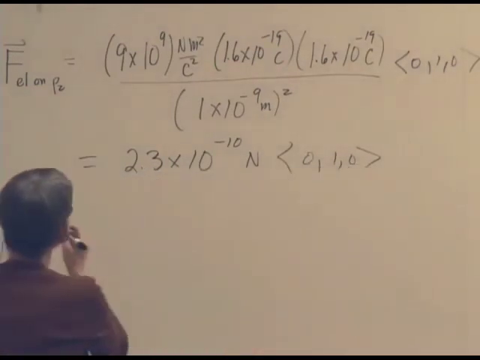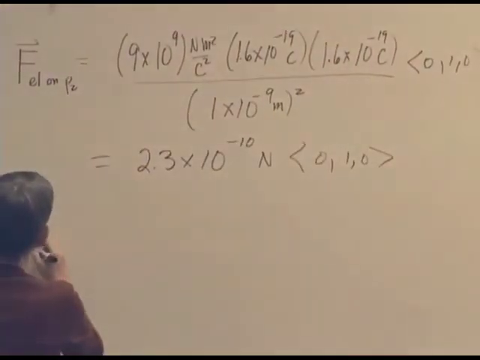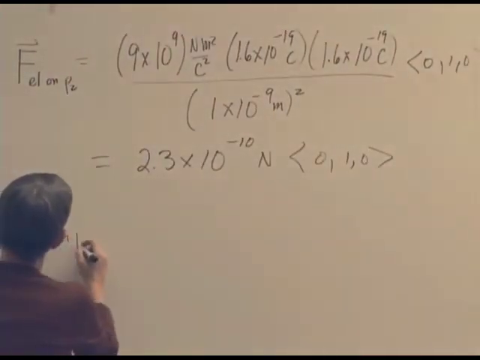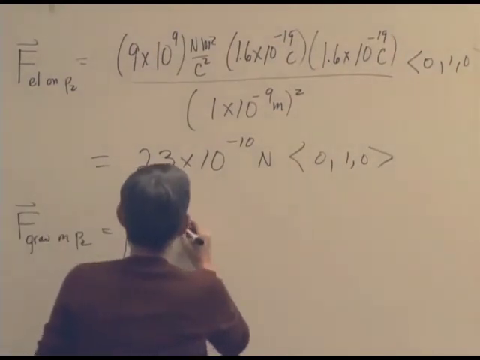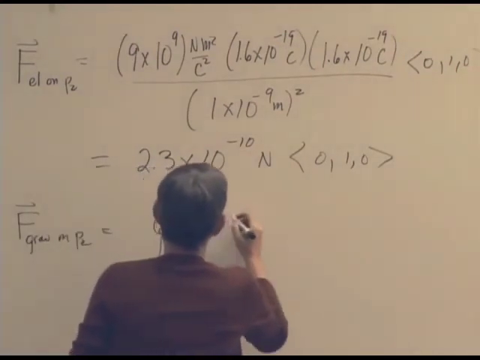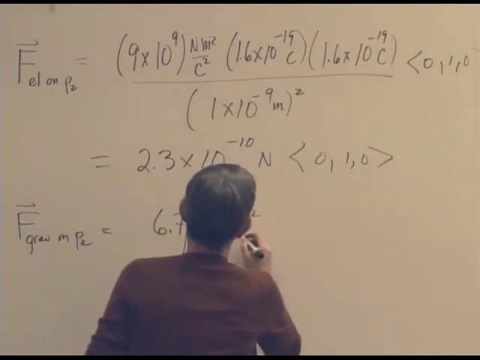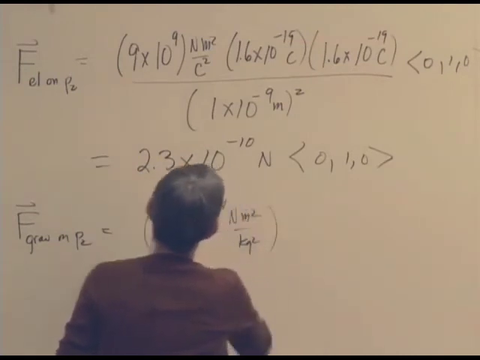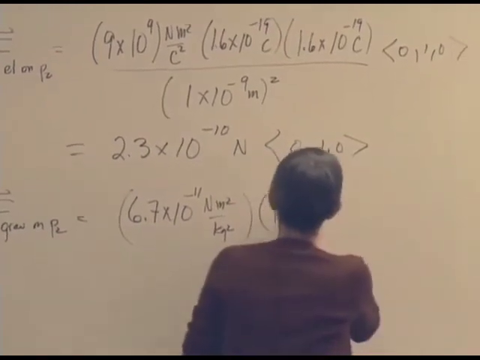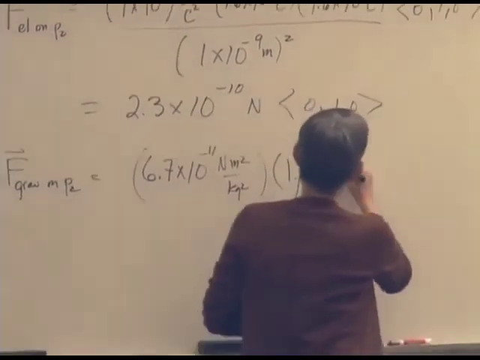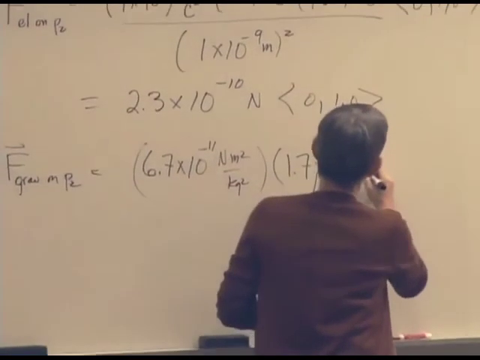Let's find out the gravitational force on proton 2. So that's going to be 6.7 times 10 to the negative 11 Newton meters squared per kilogram squared. And the mass of a proton is about 1.7 times 10 to the negative 27 kilograms.